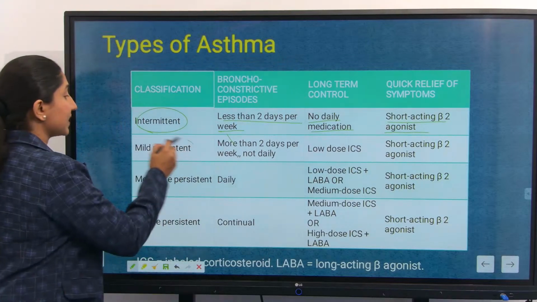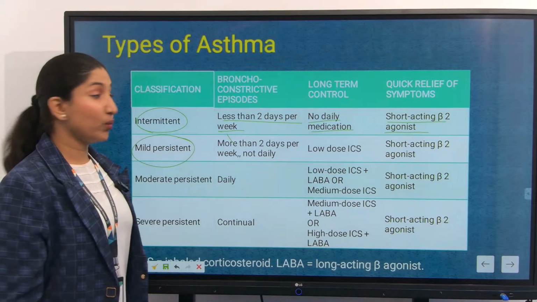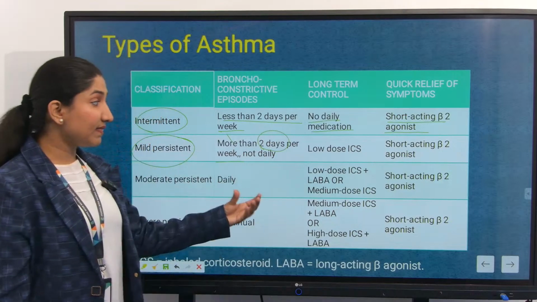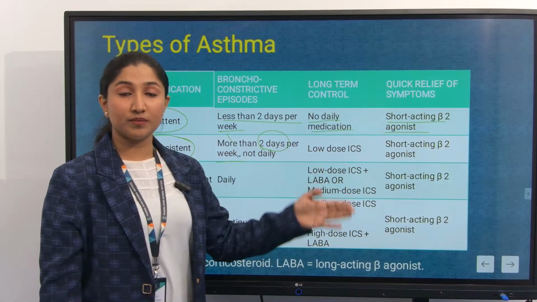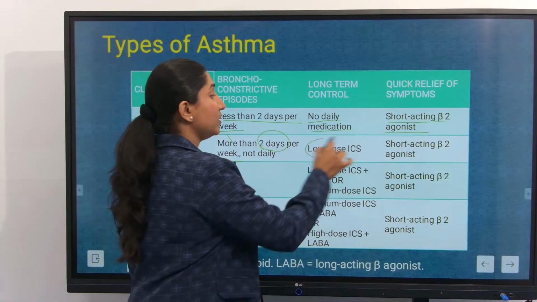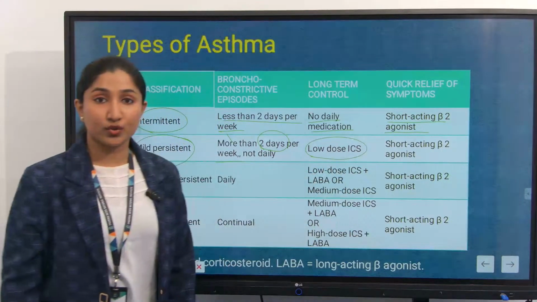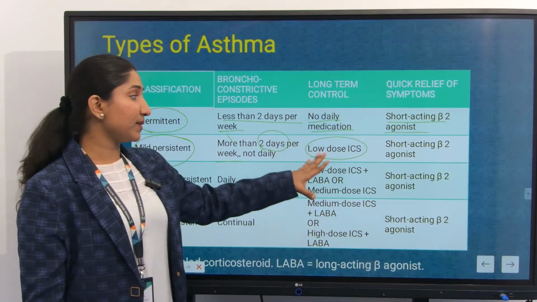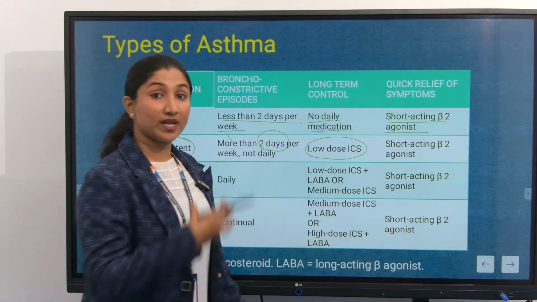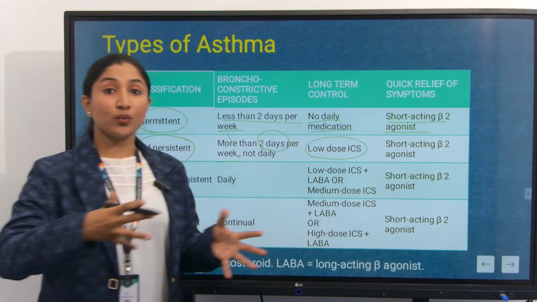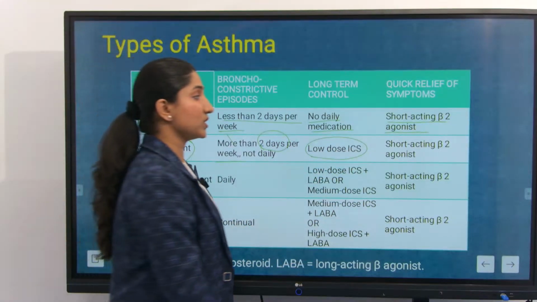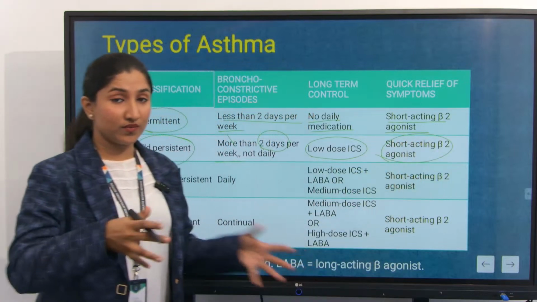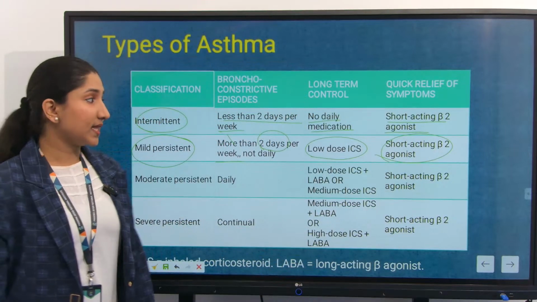Okay. Whereas in the case of mild persistent asthma, where you develop the symptoms for more than 2 days in a week, in there you can start long-term therapy of this asthma with a low dose of inhaled corticosteroids. So always remember, long-term asthma control is mediated by these inhaled corticosteroids, whereas the acute symptoms or the quick relief of this bronchoconstriction is basically mediated by the short-acting beta-2 agonist. Okay, we will see in detail about all these drugs in the coming slides.